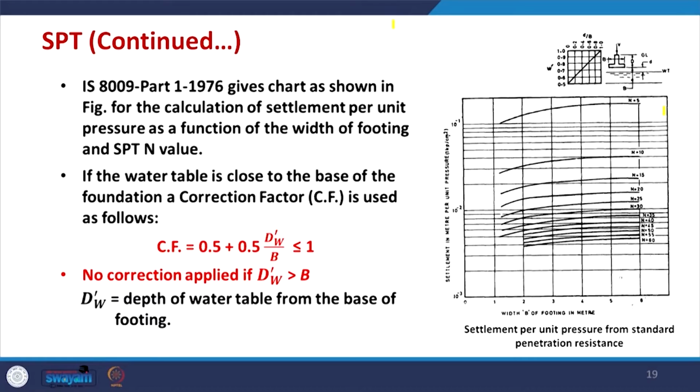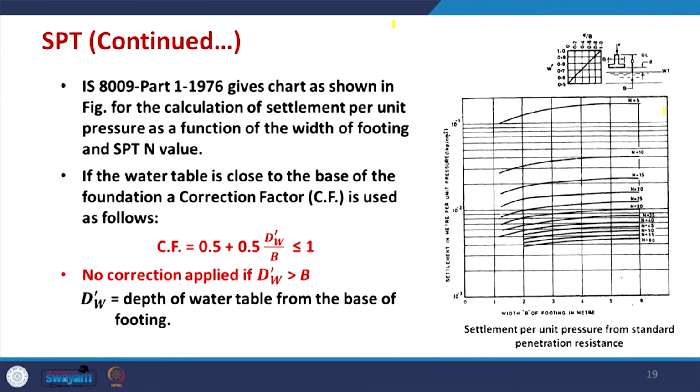So, whatever settlement you get from this chart, you divide that settlement by this correction factor, not multiply by it. So, for the settlement, the correction is applied in the reverse way to what we do for bearing capacity. In general, the presence of water will decrease your bearing capacity while it is going to increase the settlement, that is the concept.